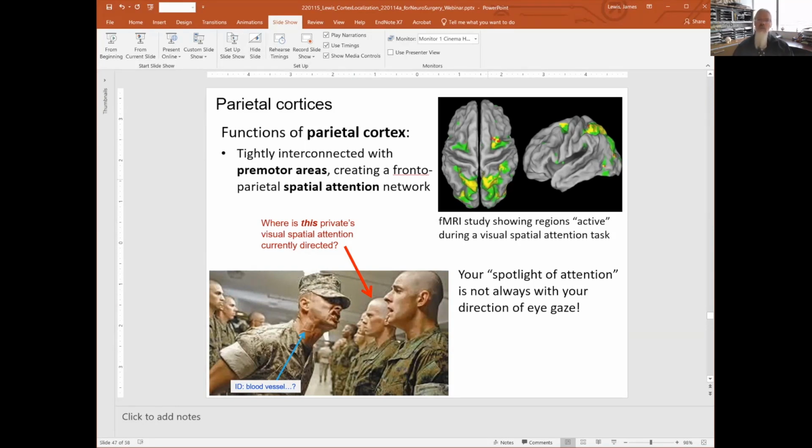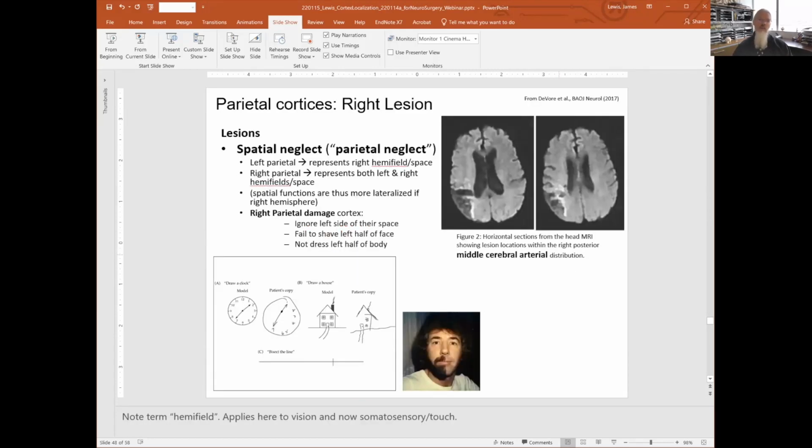But this network is critical, this frontal parietal network for spatial attention, your spotlight of attention. Where are you attending in space, regardless of vision, auditory, or tactile? You can have lesions. Here's a large right lesion leading to what's called spatial neglect or parietal neglect.